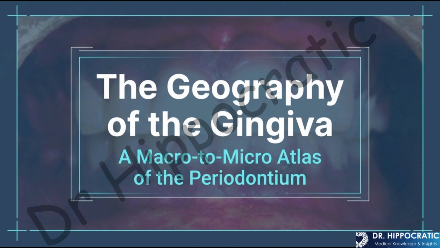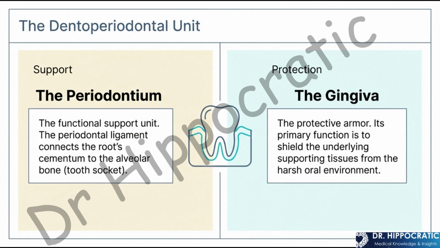Yeah. We have our geographical framework established, now coming to next slide. And here we need to define the structural baseline before we can really discuss the defenses. Okay, slide 2 is titled the Dentoperiodontal Unit. In the center of the slide, there's a line art icon of a tooth, and it's flanked by 2 distinct analytical boxes. One for support, one for protection.